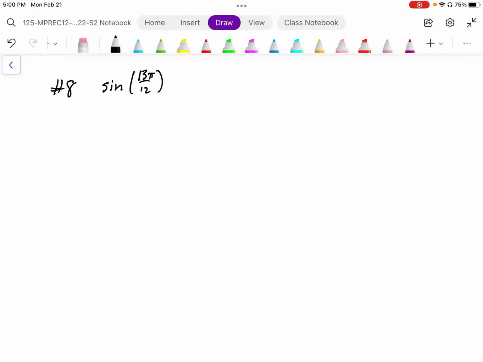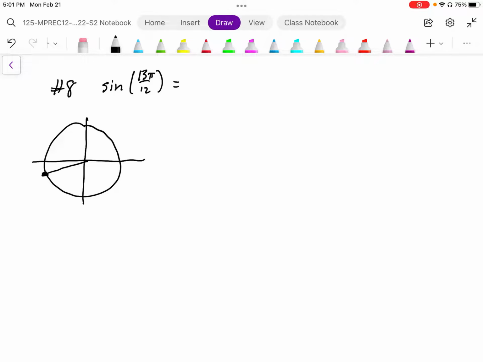For number 8, it says use a sum or difference identity to find sine of 13 pi over 12. So what we need to do is break down 13 pi over 12 into pi over 4, pi over 3, pi over 6 parts. That way we can use exact value ratios of 30, 60, or 45. So this is a combination of a 45-degree triangle and a 30, 60-degree triangle. So 13 pi over 12 is somewhere about here.